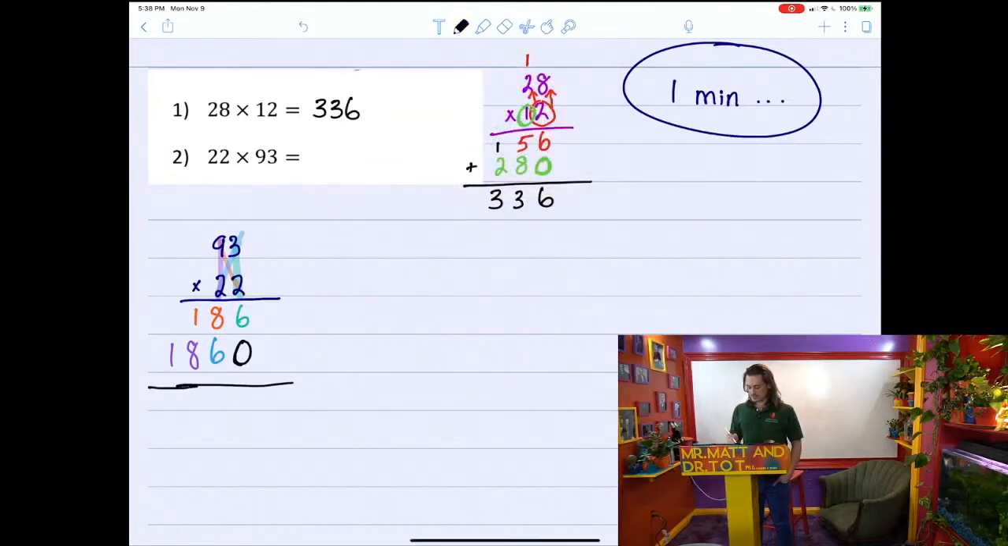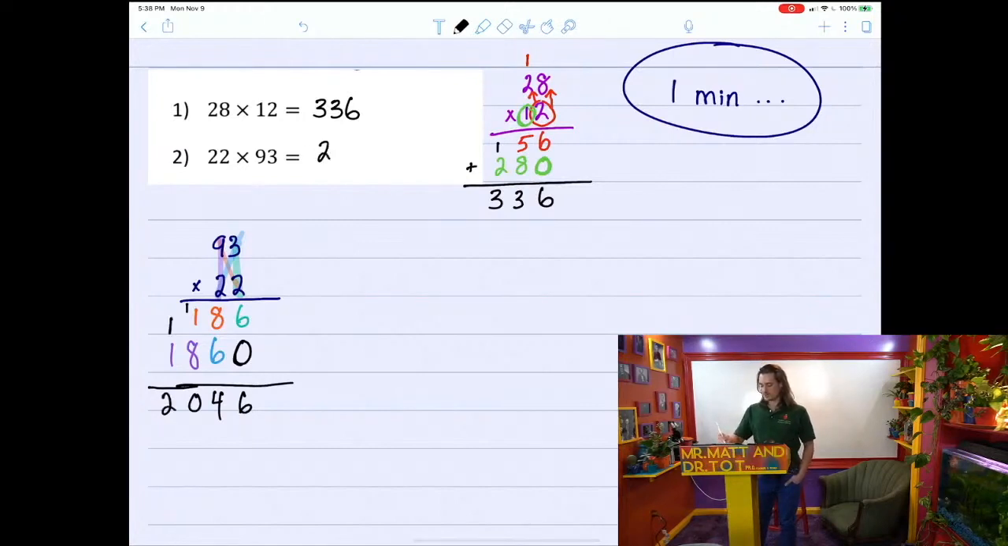6 plus 0 is 6. 8 plus 6 is 14. 1 plus 1 is 2. 2 plus 8 is 10. So I keep the 0, carry over the 1. 1 plus 1 is 2. So your answer here is going to be 2046.